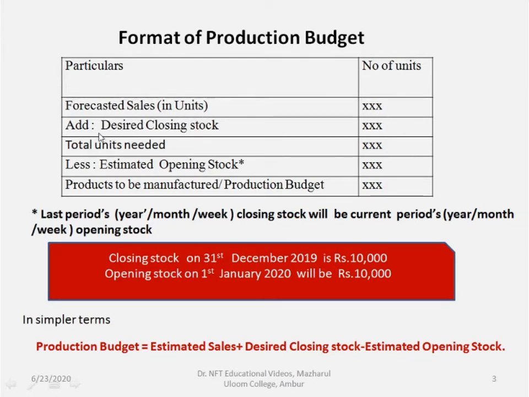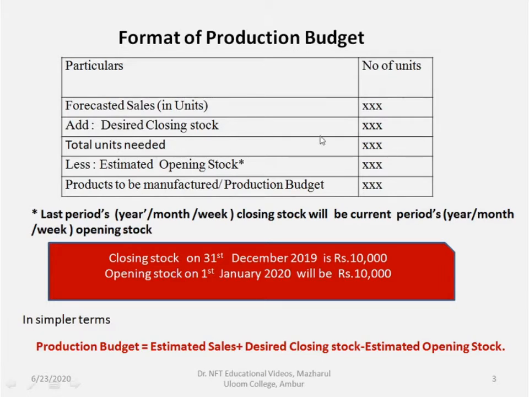Then we have to add the desired closing stock. The business or a company will have extra units produced so that it can have a buffer to meet the demand of the customers whenever asked. So this helps us to know how many units have to be kept as stock. That's the reason we add closing stock along with the sales, to know the exact amount of goods to be produced during the year.